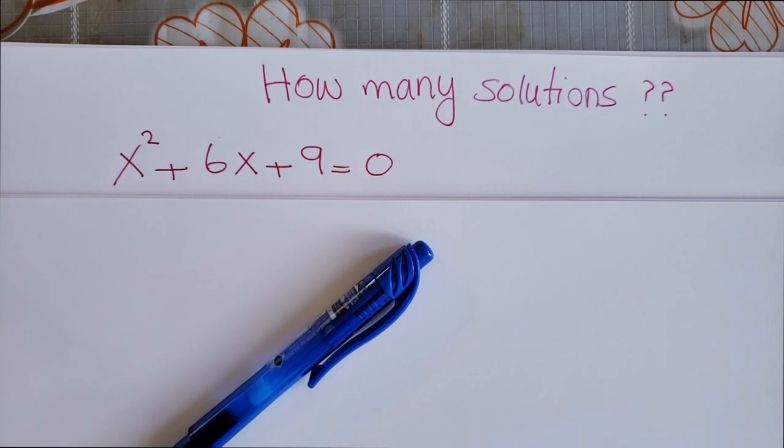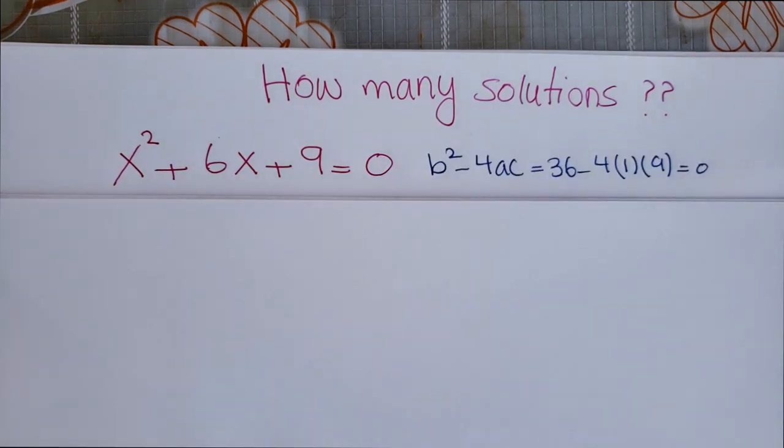This is a quadratic formula. If we want to use the discriminant value to estimate the number of roots, remember we have to find the value of b squared minus 4ac. So as you can see here, a is 1, b is 6, c is 9, and I calculated the discriminant value, which is b squared minus 4ac, and the final answer is 0. That means, according to this discriminant value, we would expect 2 identical roots.